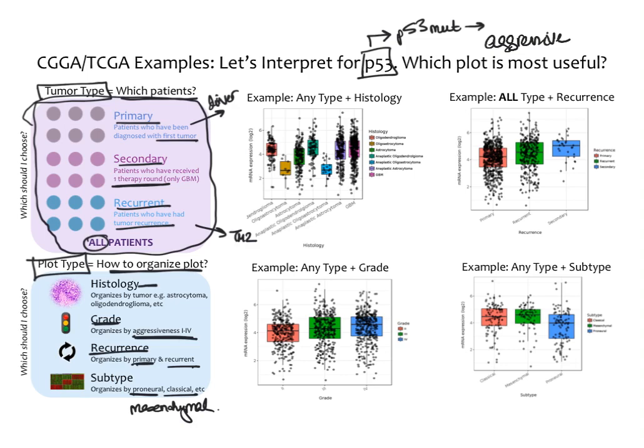So here our first plot is we chose any type. So here I chose all patients plus the histology.